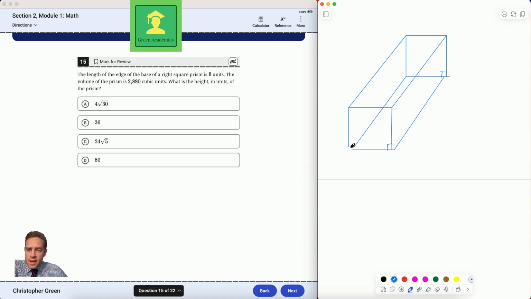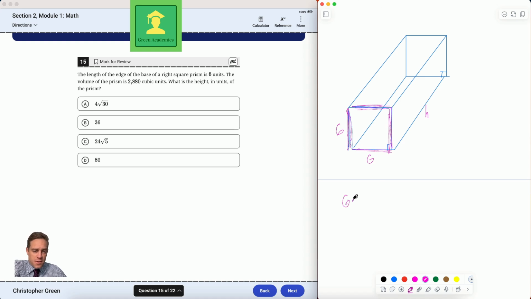This is a box with a square top. So the length of the edge of the base, so this or this, let me use pink actually, this or this or this or this is a 6, okay? The volume of the prism is that. What's the height in units? So they're defining the height as this long dimension here.